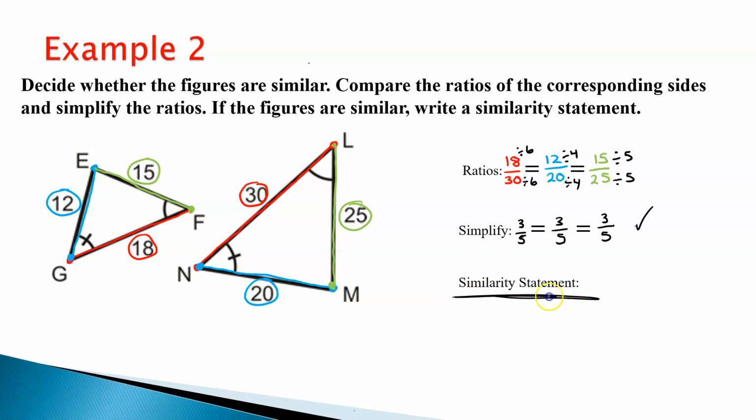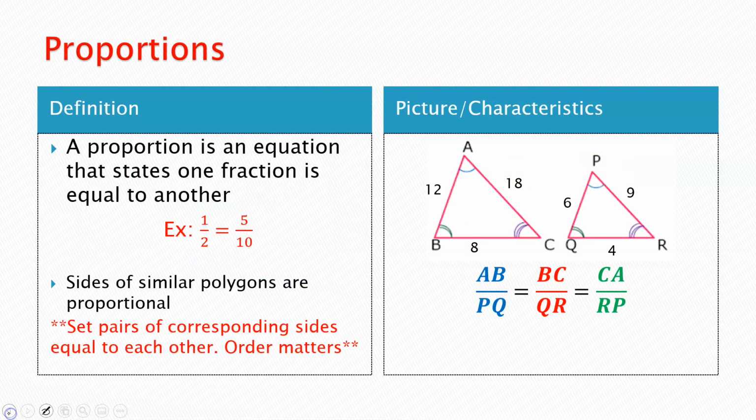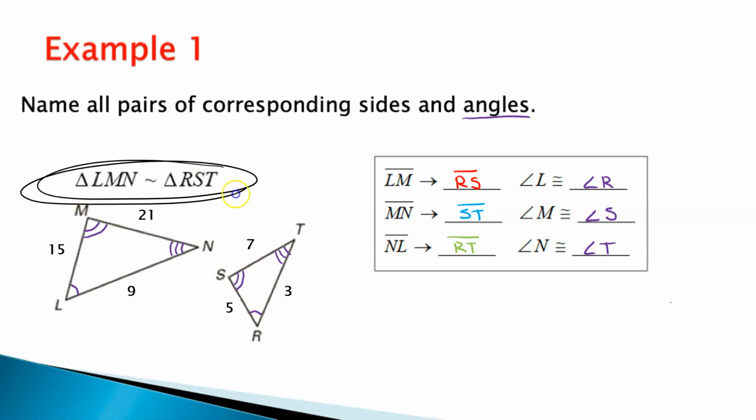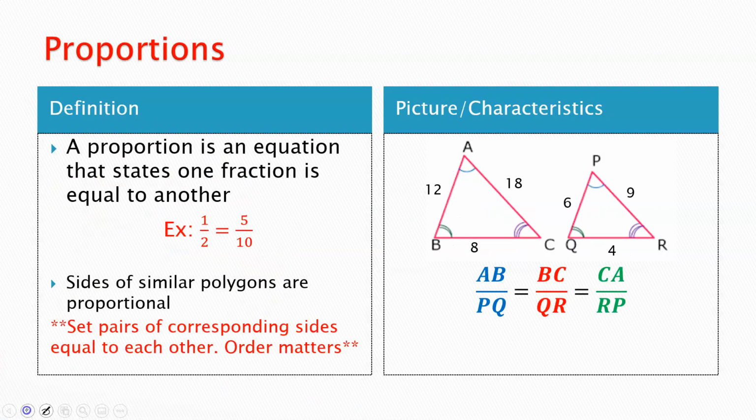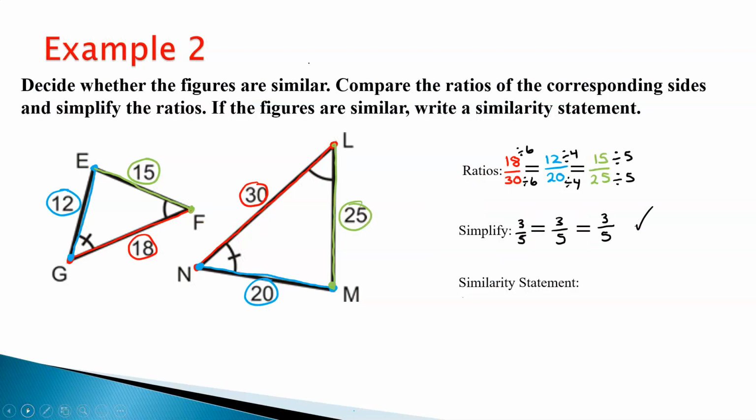We're going to write that similarity statement just like we had in that first example. We want to write one of these statements, and again, the order does matter, so please be careful with this. I'm going to start from angle G. So I'm going to say triangle G, and I'm going to go over to F, and then over to E is similar. So take a look at the order that I went in.